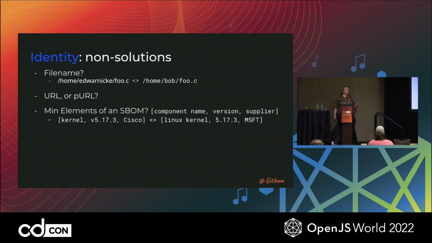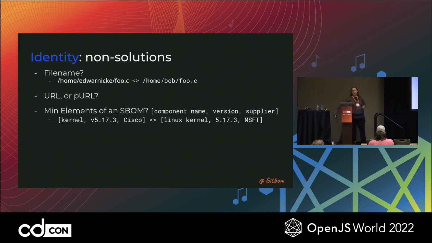And then the last one you run into, which is very common in the SBOM world, is to say, look, minimum elements of an SBOM: the component name, the version, and the supplier. So how does this sound to most of you? Does this sound good, bad, indifferent? Have you seen this before? So it's got a few problems.